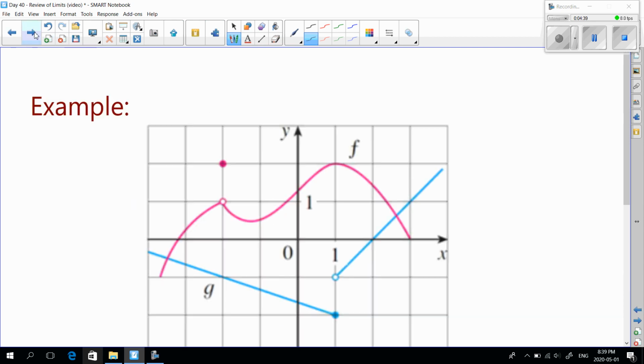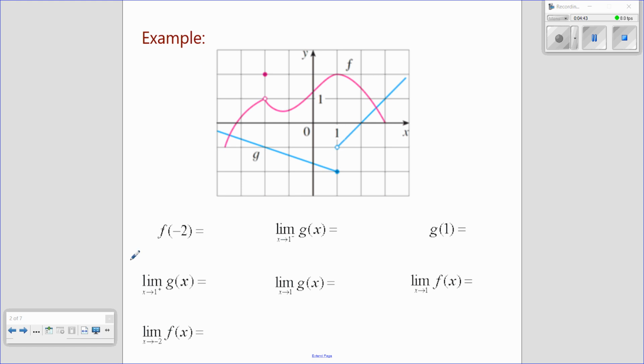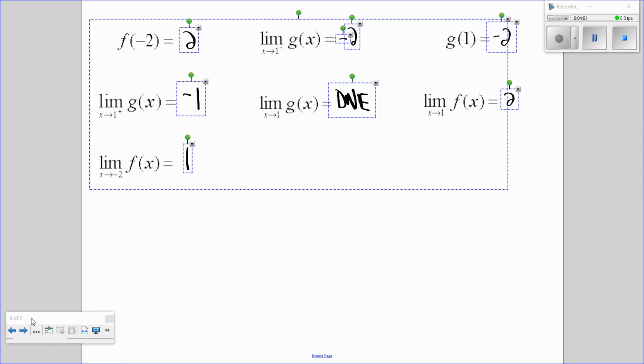Here's another example for you to try. You can try this on your own, so pause the video and give that a shot. When I flip the page, these are the solutions you should get, so you can check to see how you made out with that.